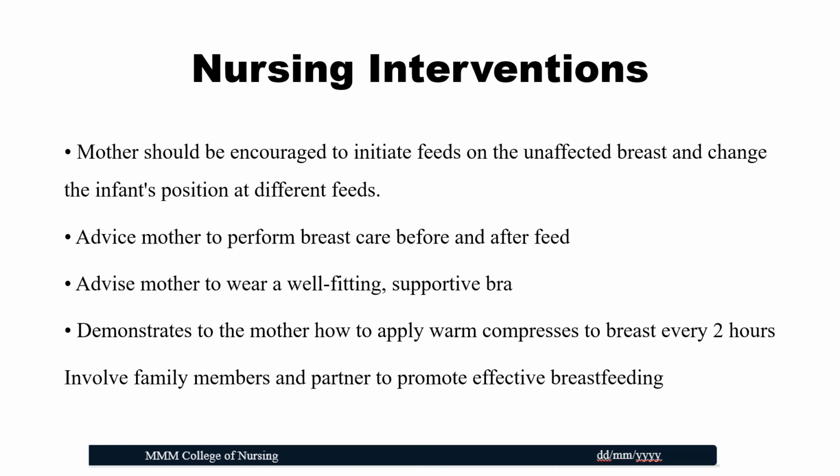Nursing interventions. Mother should be encouraged to initiate feeds on the unaffected breast and change the infant position at different feeds. Advise mother to perform breast care before and after feeds. Advise mother to wear a well-fitting and supportive bra. Demonstrate to the mother how to apply a warm compress to the breast every 2 hours. Involve family members and partners to promote effective breastfeeding.